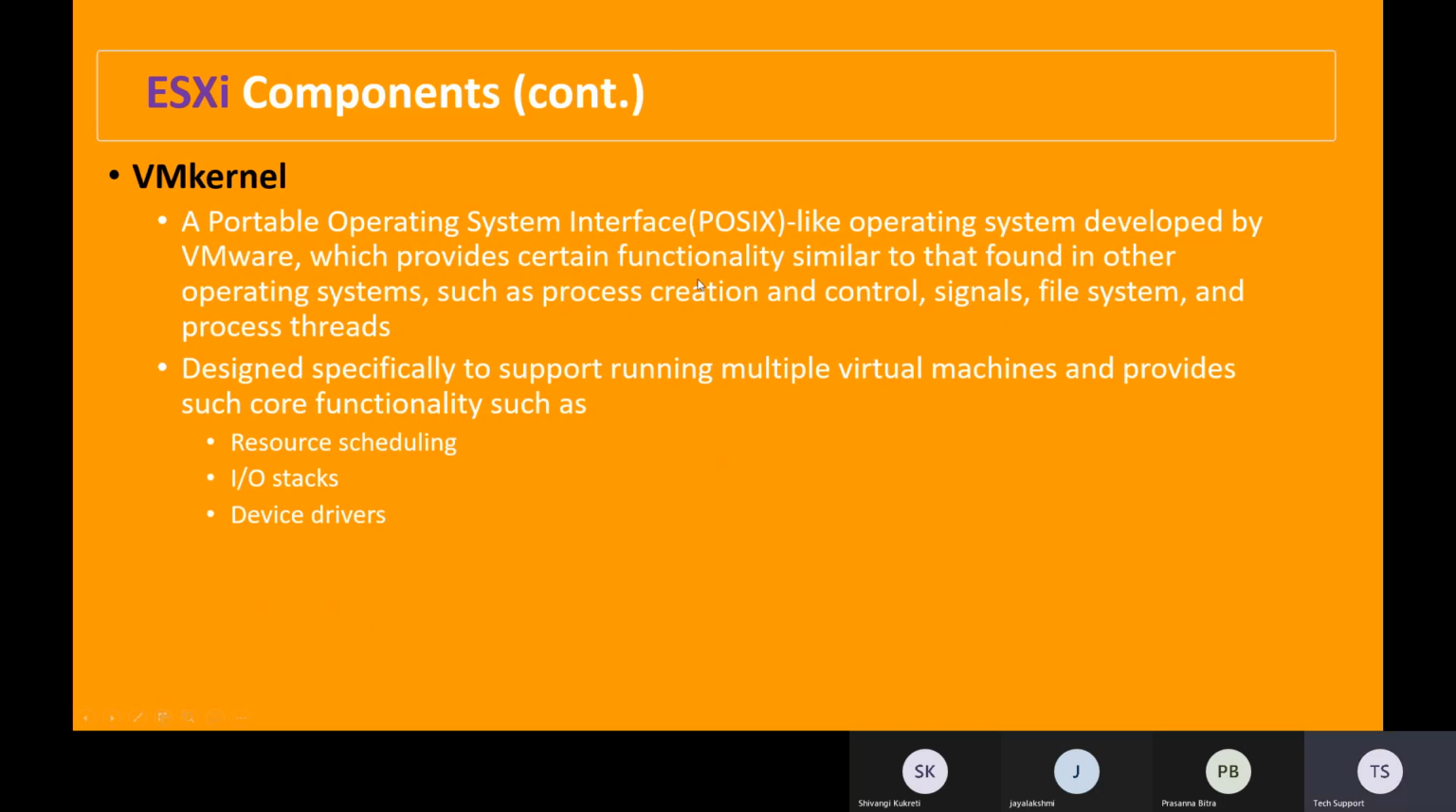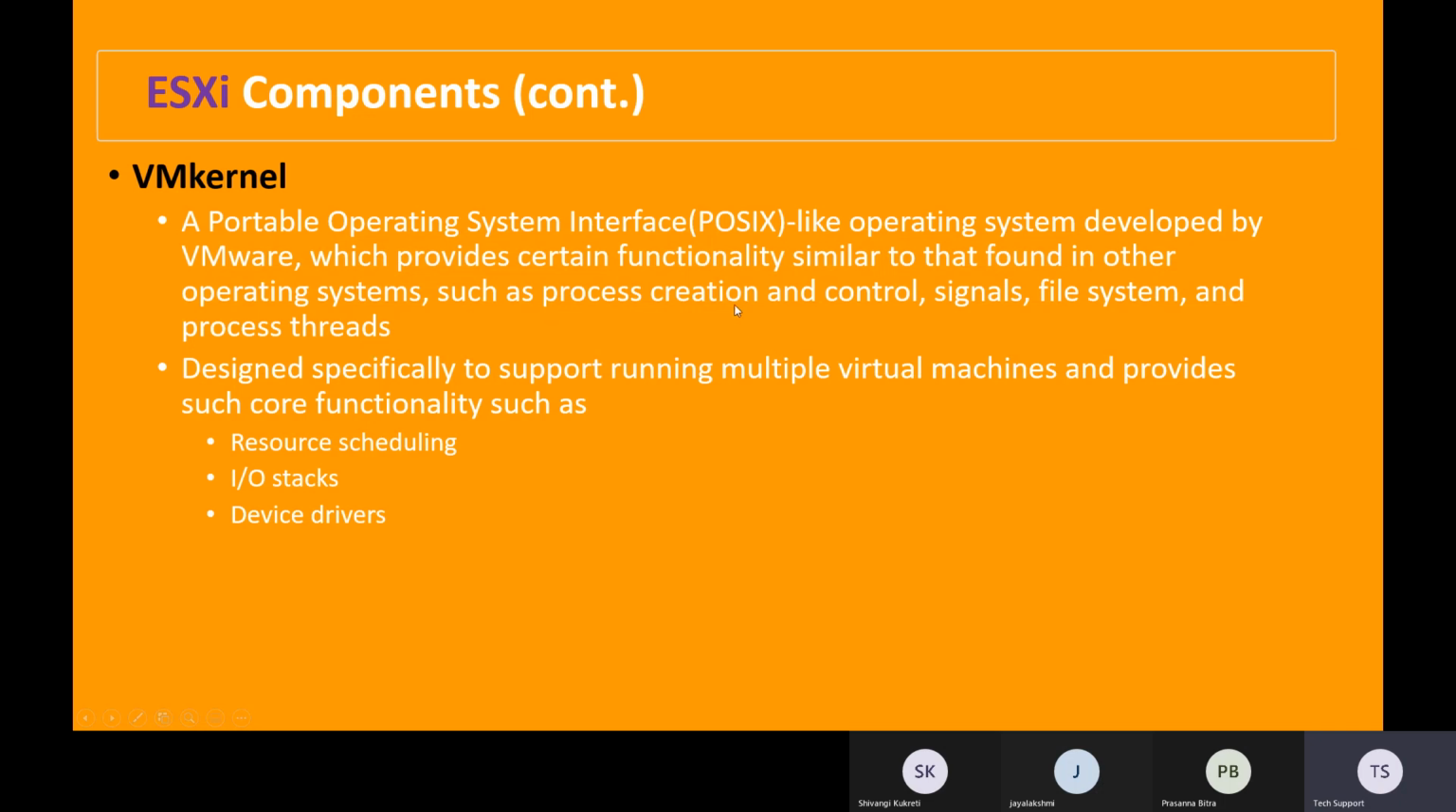And the continuation of ESXi components, the main key component, VMkernel. Let's elaborate on the importance of VMkernel. VMkernel is like an operating system core component. Whenever we are implementing any operating system, normally that is called POSIX. POSIX means portable operating system interface, like an operating system developed by VMware. So the VMware developed operating system is VMkernel, which provides certain functionality similar to that found in other operating systems. Like other operating systems, the functionality of VMkernel includes process creation, control, signals, file system, and process threads.